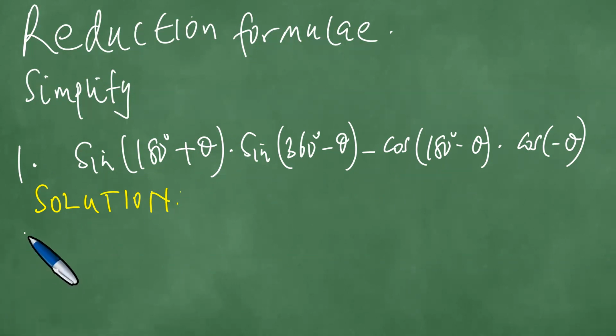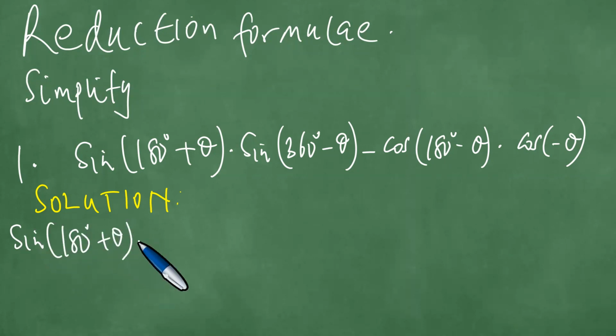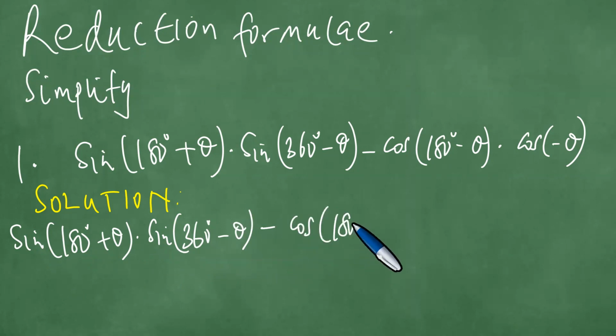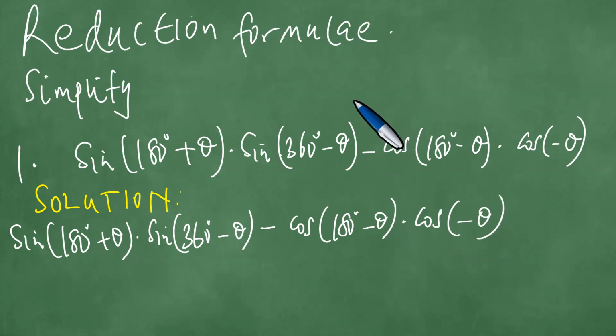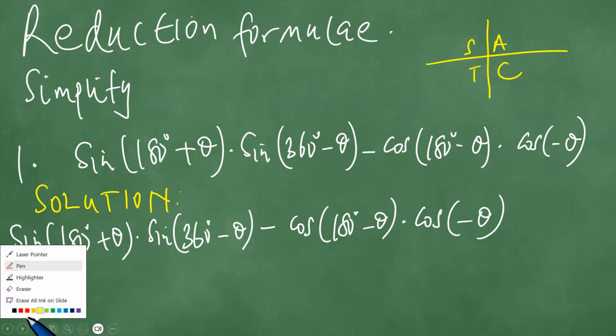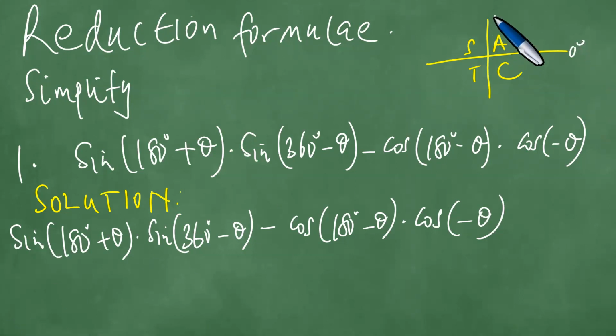To simplify this, we look at the sine of 180 degrees plus theta times the sine of 360 degrees minus theta, minus the cosine of 180 degrees minus theta times the cosine of minus theta. A couple of things are very important, and one is to look at the CAST diagram. This is the CAST diagram: 90, 180 degrees, 270, 360 degrees.